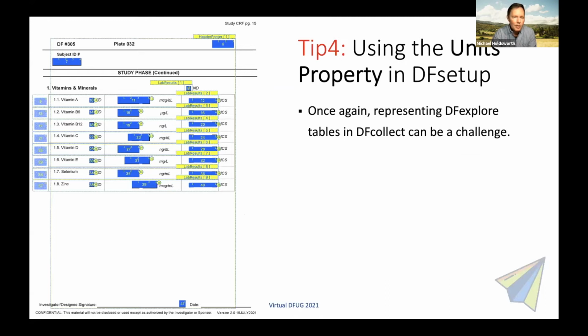Here is another example of a table that looks very good in DFexplore, but doesn't translate easily into DFcollect. This is a vitamins and minerals table. You can see that there are 8 vitamins and minerals, and next to each vitamin and mineral, there are 3 variables. There's a not done checkbox, there's a results field, and then there's a clinically significant, not clinically significant choice field.